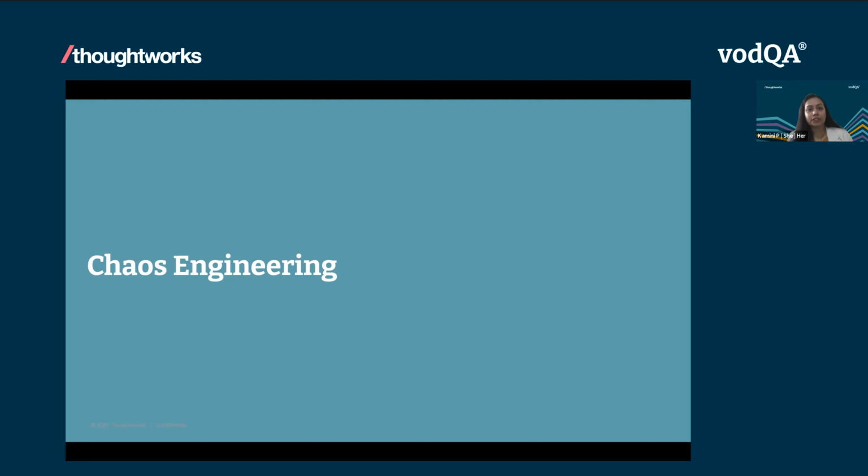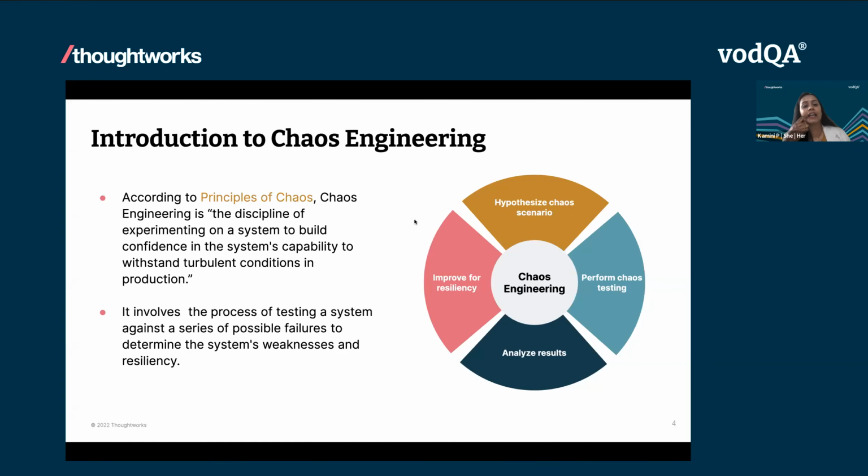So how do we deal with this? And how do we identify that our system is working fine in both the environments, in the testing environment as well as in the production environment? The answer is Chaos Engineering. If we go by the principle of Chaos, it says that Chaos Engineering is the discipline of experimenting on a system to build confidence in the system's capability to withstand turbulent conditions in production.